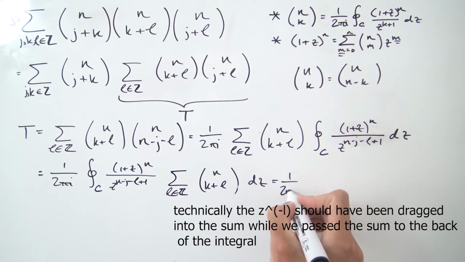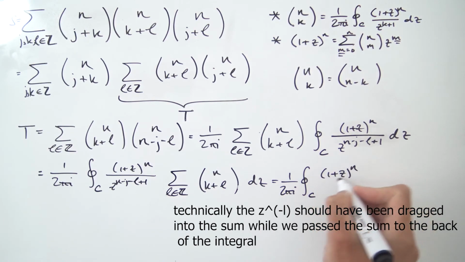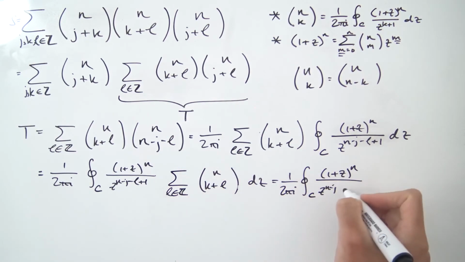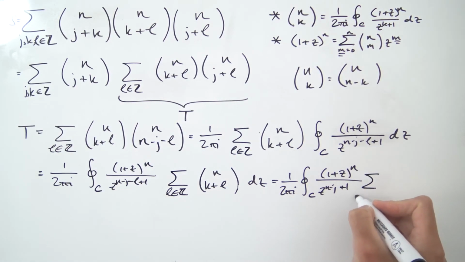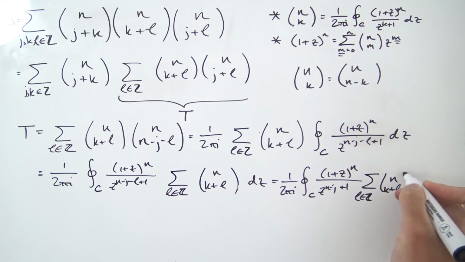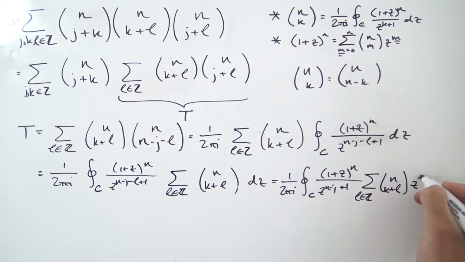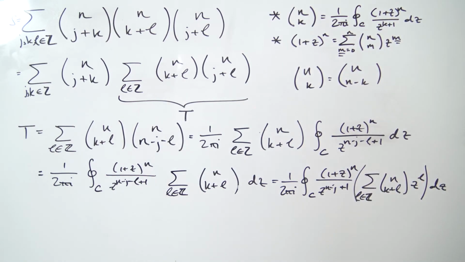So we have 1 over 2 pi i, contour integral over C of 1 plus z to the n minus j, and then we take that L, so we only have a plus 1 left. We have the sum running over L of n choose k plus L, and then we borrowed that z to the L, so let's stick that over here, and then we have a dz. So this sum here is kind of like its own little thing. Okay, so this is looking good. The only problem is this k plus L in here. I don't want the k plus L, I only want an L. So how do we fix that?